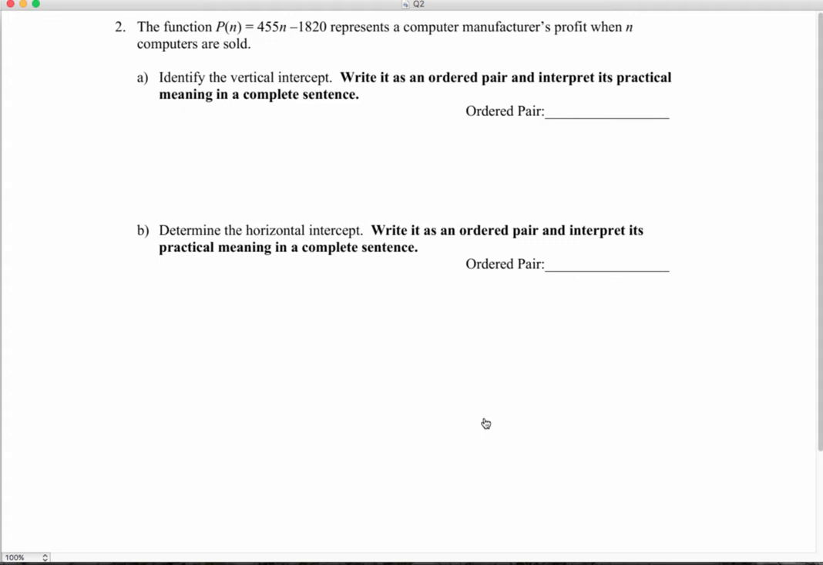So we're given the function p of n is equal to 455n minus 1,820, and that represents the computer manufacturer's profit when n computers are sold. So the first task they ask us in part A is to identify the vertical intercept, write it as an ordered pair, and interpret its practical meaning in a complete sentence.